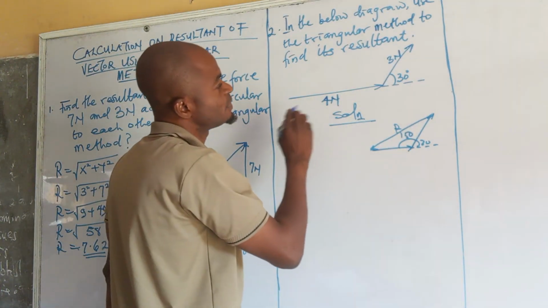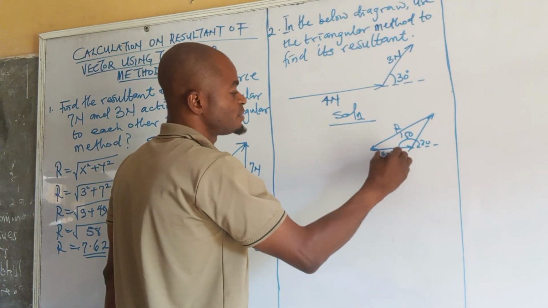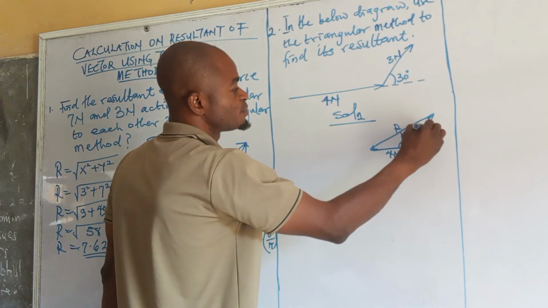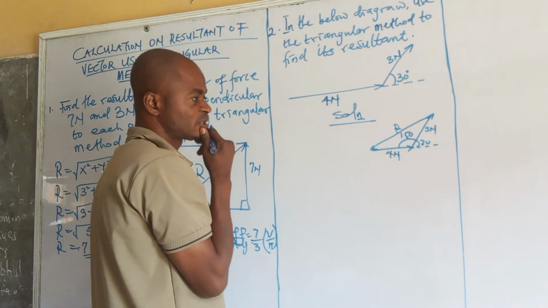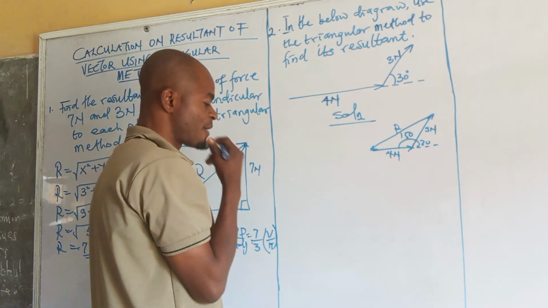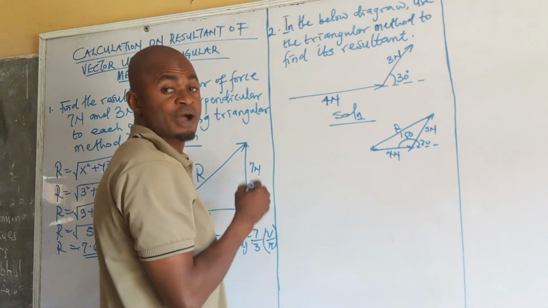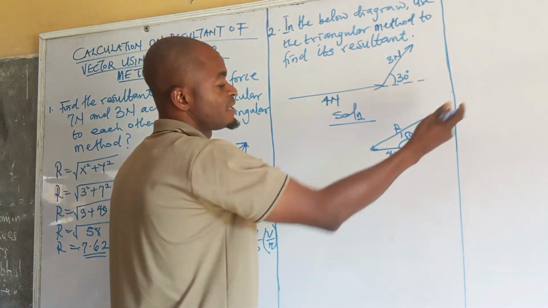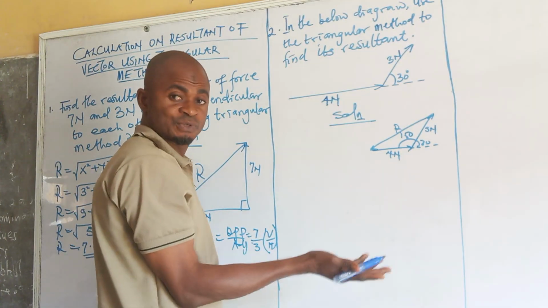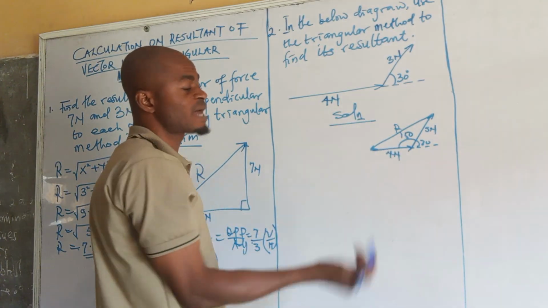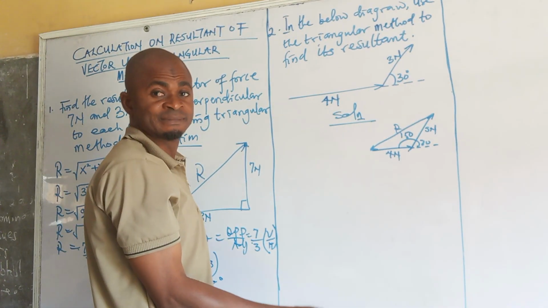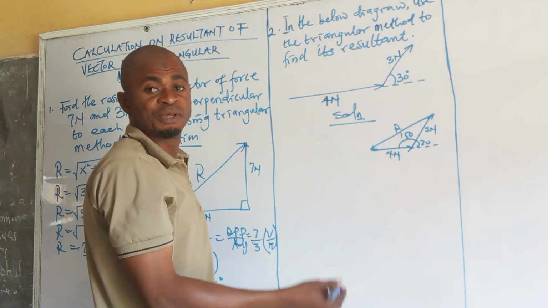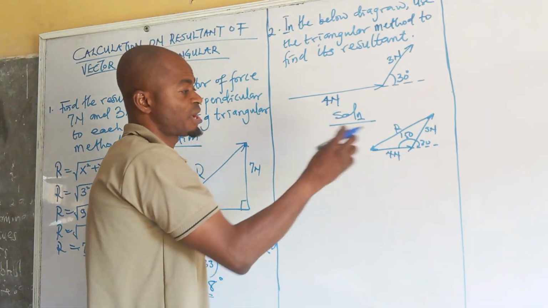And then they said that, in this diagram, you have this place to be 4 Newton, and you have this place to be 3 Newton. Now, what is the next thing that you need to do? Are we going to use the same method of R equals vertical and horizontal? No, because this one is having an angle which is more than what we are expecting. Now, this is not a 90 degree, but an obtuse triangle.